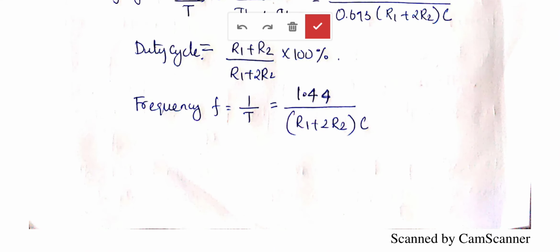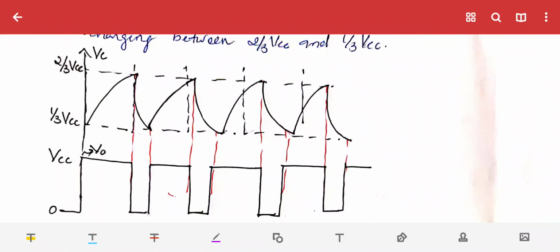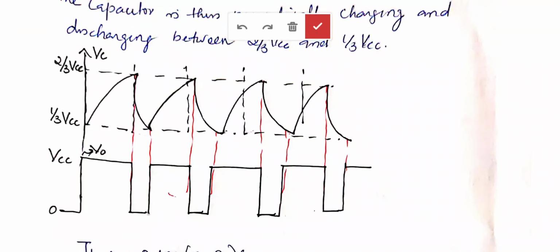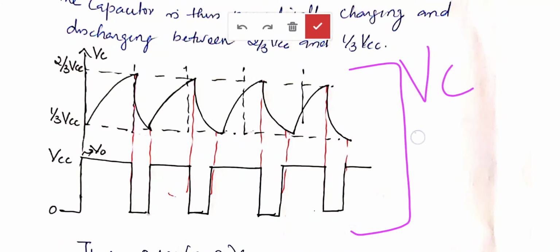So here comes the waveform. You can see here, the capacitor charges between 1/3 VCC and 2/3 VCC. Again 1/3 VCC, 2/3 VCC. So when it is charging, the output will be high. When it is discharging, the output is low. High, low. So this is the voltage across the capacitor VC and the final output voltage of the 555 timer.